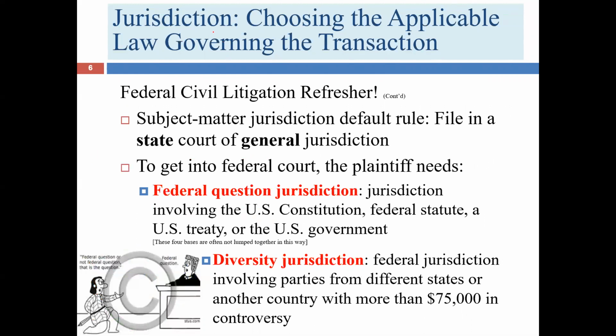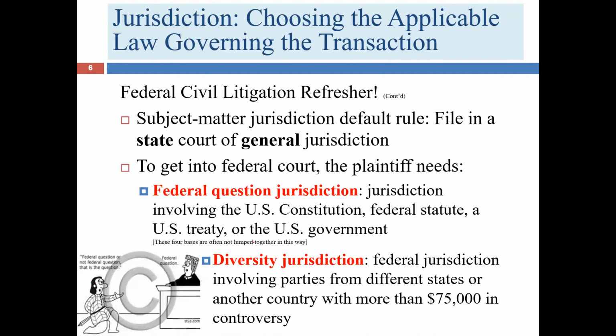The usual rule, the usual place you're going to go, and this would be true for contract claims especially, is that you're going to file in a state court of general jurisdiction. So in our case, it would be a Texas district court. If you want to file your lawsuit in federal court, the plaintiff needs to have some basis for that court to exercise jurisdiction. One way can be if you're suing about a U.S. constitutional claim, or a federal statute, or a U.S. treaty. You can also sue when you're suing the federal government. That would be another way. So I'm lumping all of these together in the federal question jurisdiction category.